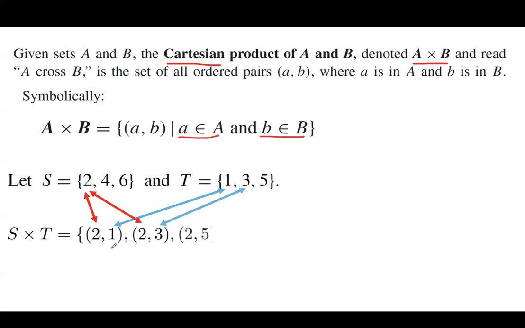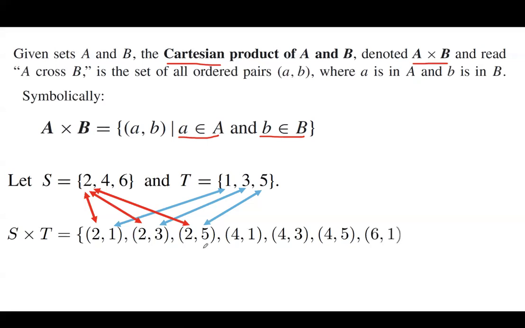You continue this process. The next pair is (2, 5). 2 comes from the first set, 5 comes from the second set. You continue this process: (4, 1), (4, 3), (4, 5), and the last number is 6: (6, 1), (6, 3), and then (6, 5). So this is the Cartesian product between the two sets, S and T.